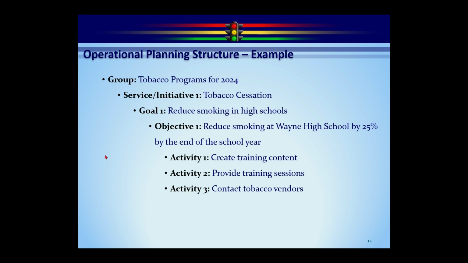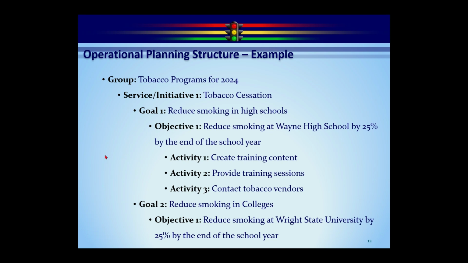Goal one here, reduce smoking in high schools. Let's say we're also going to reduce smoking in colleges. So that'd be a different goal because it's no longer working in the high school domain. It's working in colleges here. Then underneath that, we're going to have a SMART objective of reduce smoking at, again, my other alma mater, Wright State University, by 25% by the end of the school year. Underneath that, we would have a set of activities that are going to get us to that particular objective.